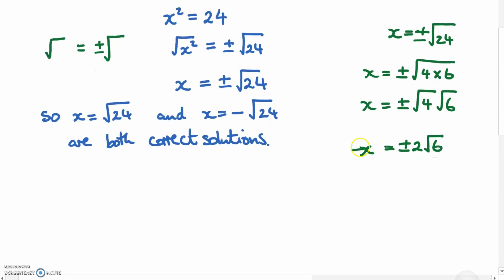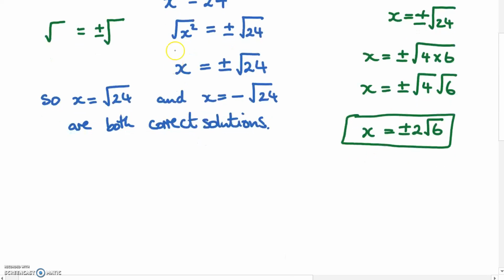There's another way of writing your answer. Sorry about that last little bit there, it's gone a bit messy on me. Okay. So x equals plus or minus root 24 is fine, and x equals plus or minus 2 root 6 is the same answer written in a slightly different way. And if you don't understand the last little bit that we did to get the plus or minus 2 root 6, don't worry about it.